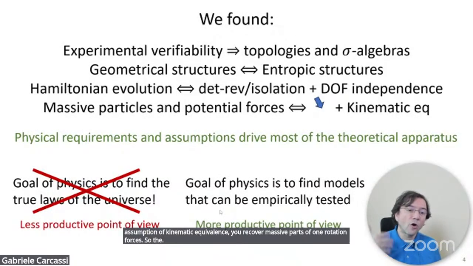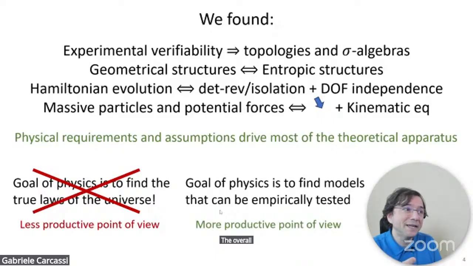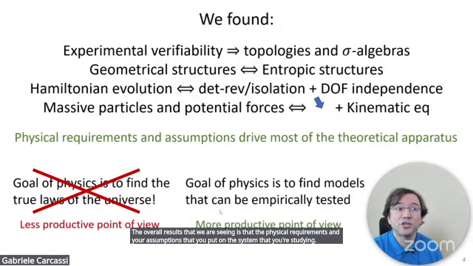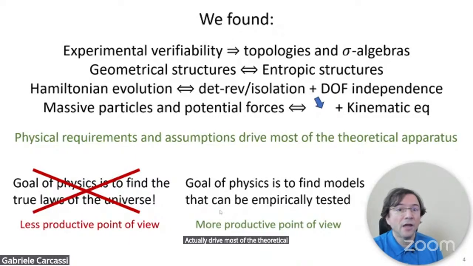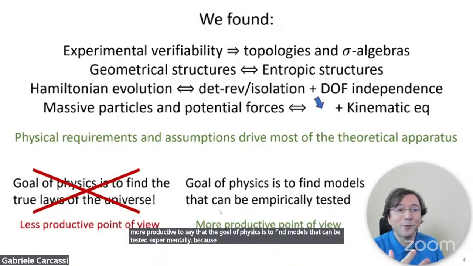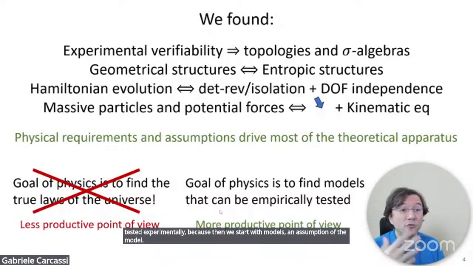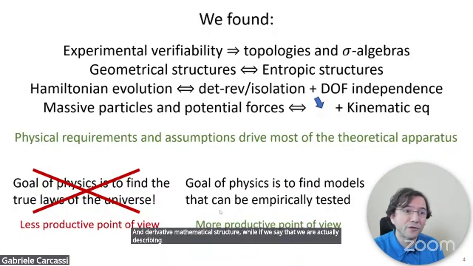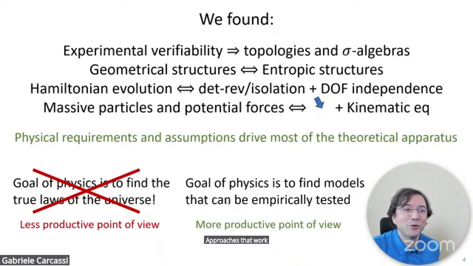So the overall result that we are seeing is that the physical requirements and the assumptions that you put on the system that you're studying actually drive most of the theoretical apparatus. And so for us, it's a lot more productive to say that the goal of physics is to find models that can be tested experimentally, because then we start with models and the assumptions of the model and derive a mathematical structure. While if we say that we are describing the true law of the universe, we wouldn't have a way to recover all the things that we need to recover. We would have to find a different way, and I have no idea if you can even do it. And this approach instead works, so let's continue with the approach that works.